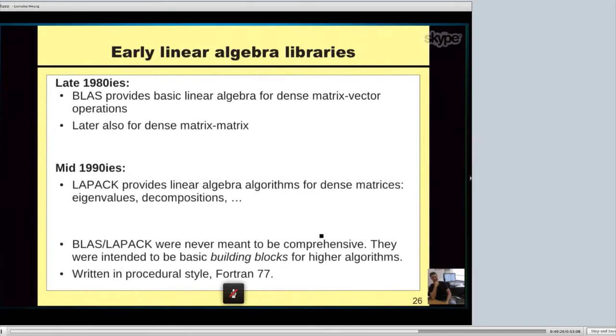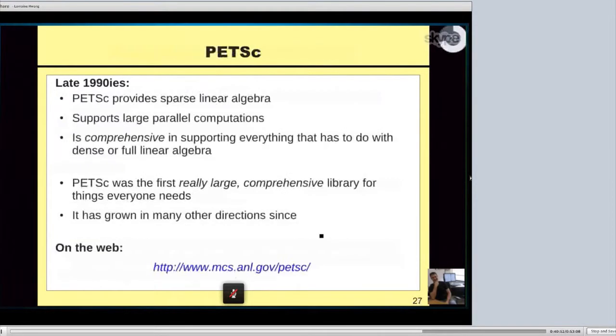From today's viewpoint, both BLAS and LAPACK are a little bit archaic. They are written in procedural style and in Fortran 77. There have been later versions that are written in C, but by and large, I think today we would consider these interfaces to be cumbersome. But they still have the purpose, because we can build something at an even higher level on top of BLAS and LAPACK. And so the next kind of package that came along was called PETSc.